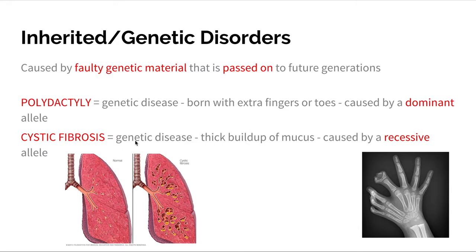Cystic fibrosis is also a genetic disease, and it causes a thick buildup of mucus, so your ability to breathe deteriorates, as shown here. Normal lung, lung with cystic fibrosis. And it's caused by a recessive allele. How do you remember this? You have the S and the S in cystic fibrosis and recessive. So, next.